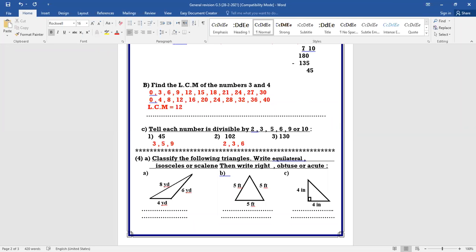Divisible by 5? No, because the ones digit is not 5 or 0. Divisible by 9? No, because the sum is 3, and 3 is not divisible by 9. Divisible by 10? No, because the last digit is not 0. Thank you, Yasin. Okay, the next.